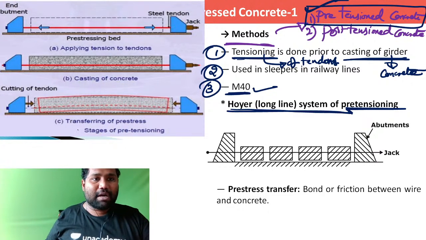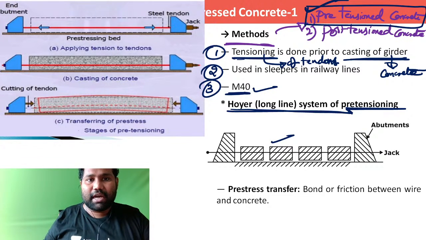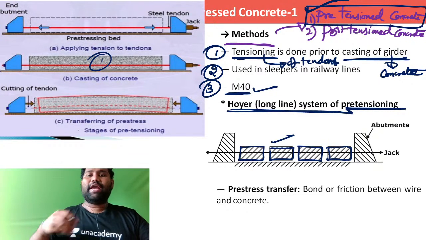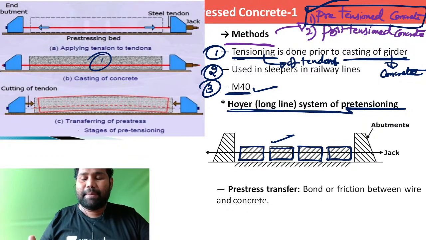Right? This is the abutment. I hope you are able to see clearly. Same thing here and here. Here only one concrete has been cast, whereas here so many concretes have been cast. Hope you are able to see clearly. Now let me show you how we can manufacture this pre-tensioned concrete for railway sleepers.